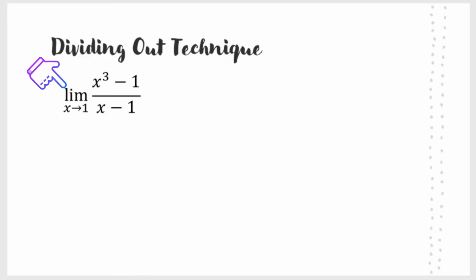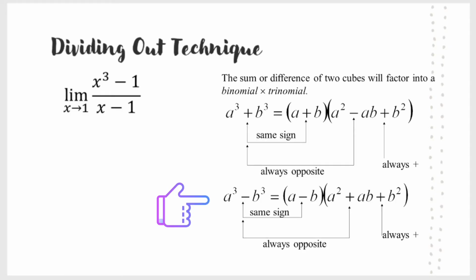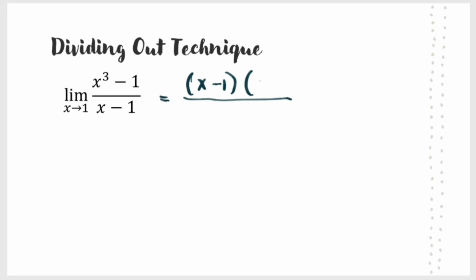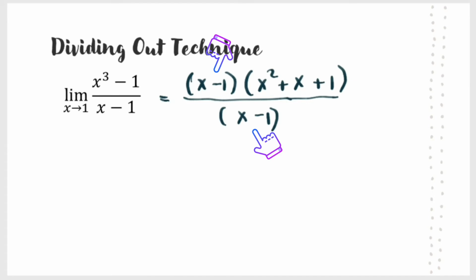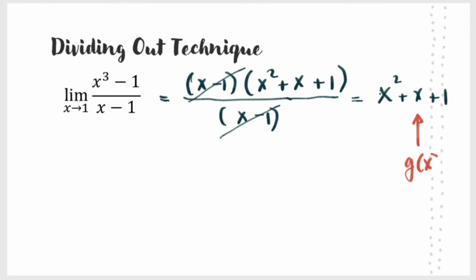Let's go back to the given limit of x cubed minus 1 all over x minus 1 as x approaches 1. The numerator is the difference of two perfect cubes, so we can factor it as x minus 1 times x squared plus x plus 1 all over x minus 1. Since we have x minus 1 in the numerator and denominator, we can cancel it out, given of course that x is not equal to 1. Then we have x squared plus x plus 1, which is our g of x.